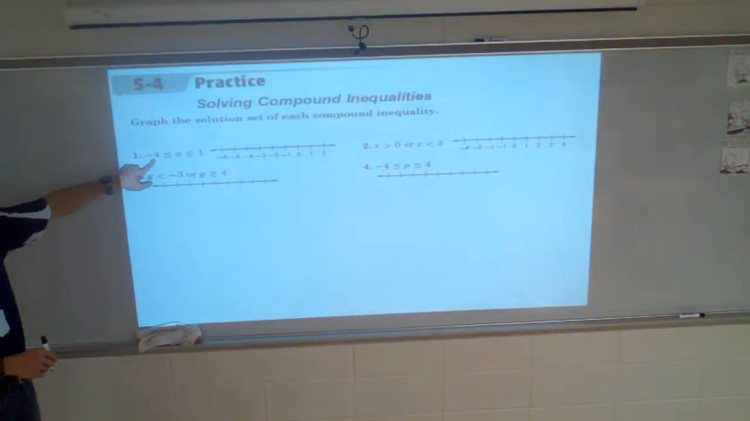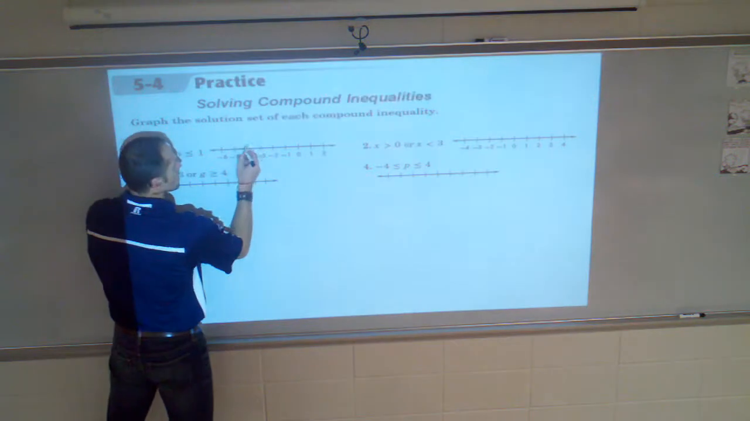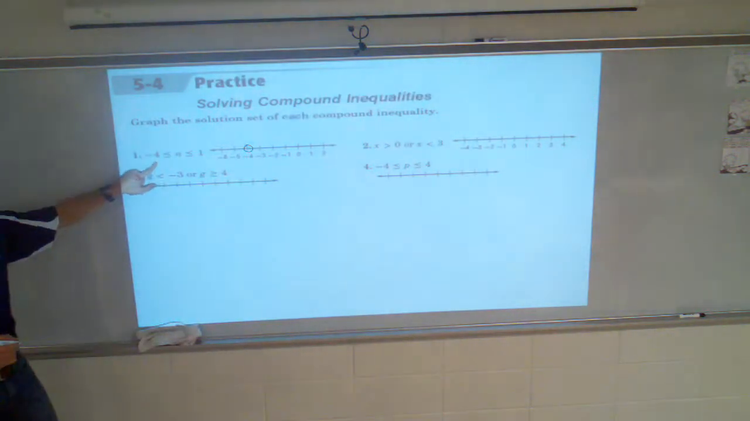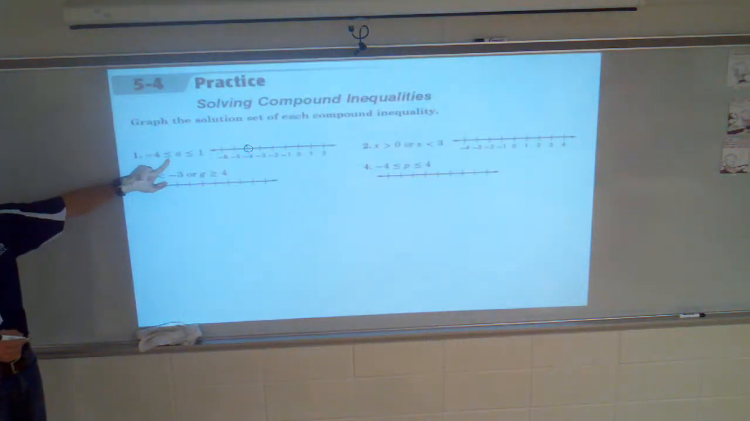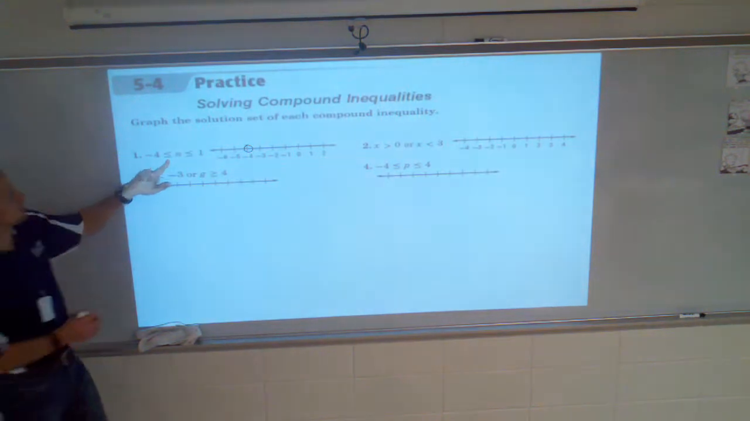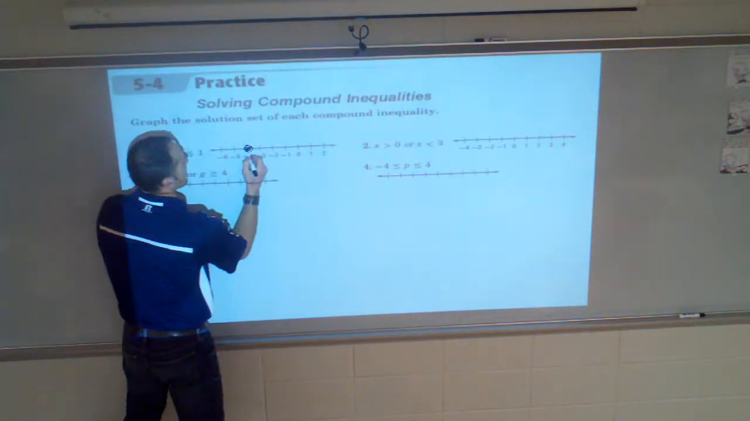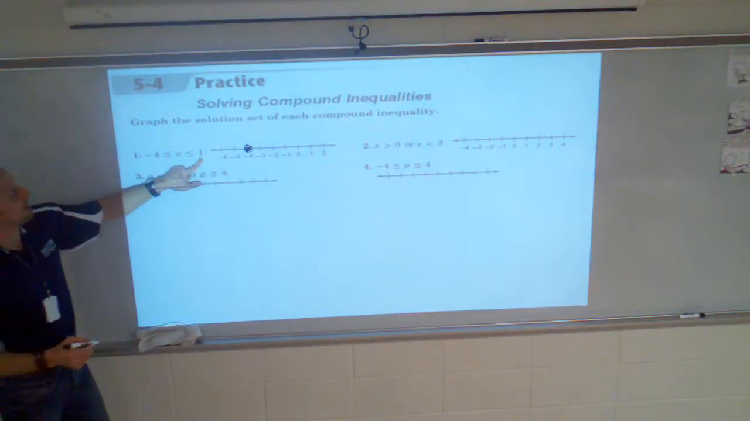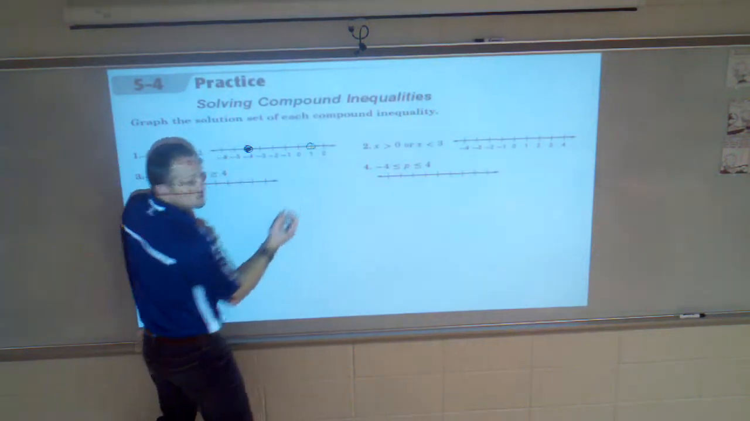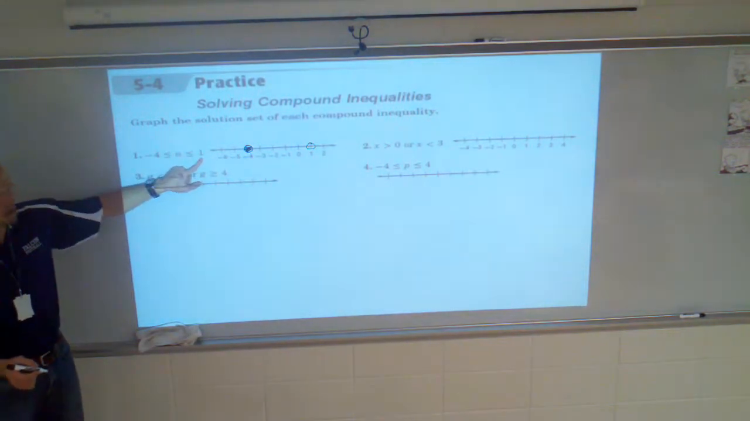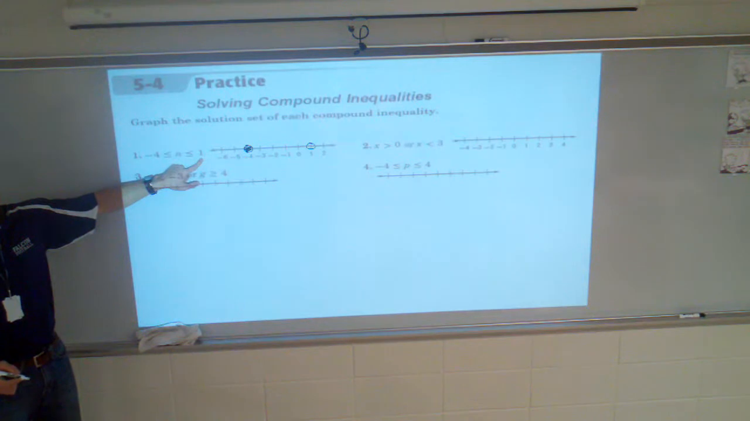I'm going to go to negative 4. I'm going to put a circle. And should my circle be open or closed, Jocelyn? Closed. Now, I'm going to go to 1, and I'm going to put a circle. And should my circle be open or closed, Paige? Closed.